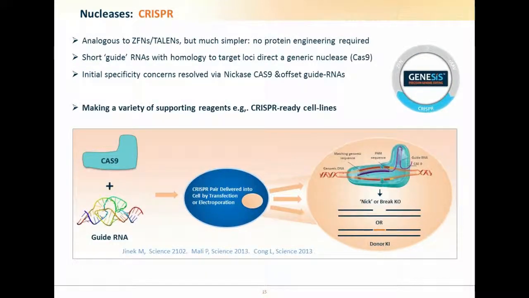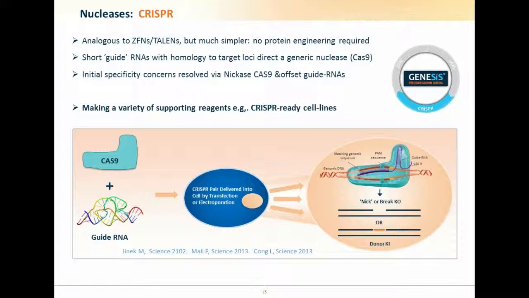CRISPR works very similarly to how zinc fingers work. It's actually simpler to design. There's no protein engineering required. What is required is simply what's called a guide RNA to direct this Cas9 complex to the right spot within the genome. There were some initial specificity concerns about using Cas9. Some of the initial papers came out showing how well it worked, and then there was a small group of papers coming out showing the off-target effects of using the CRISPR system.